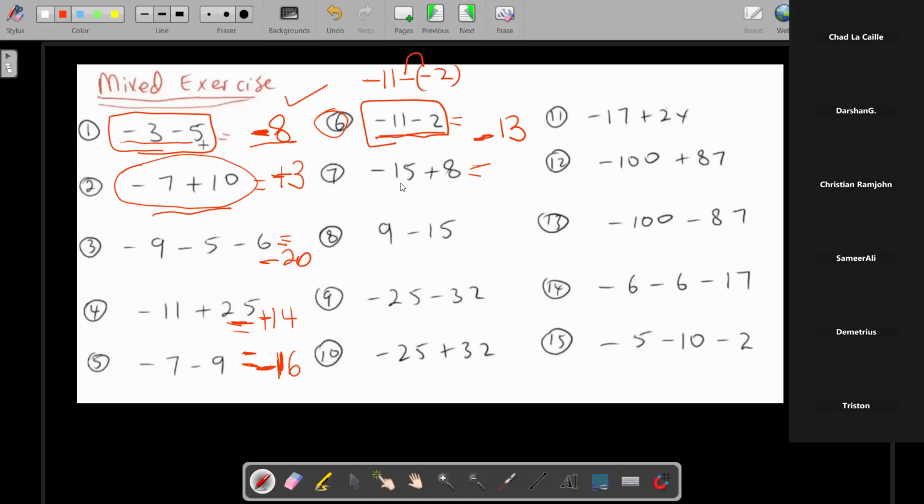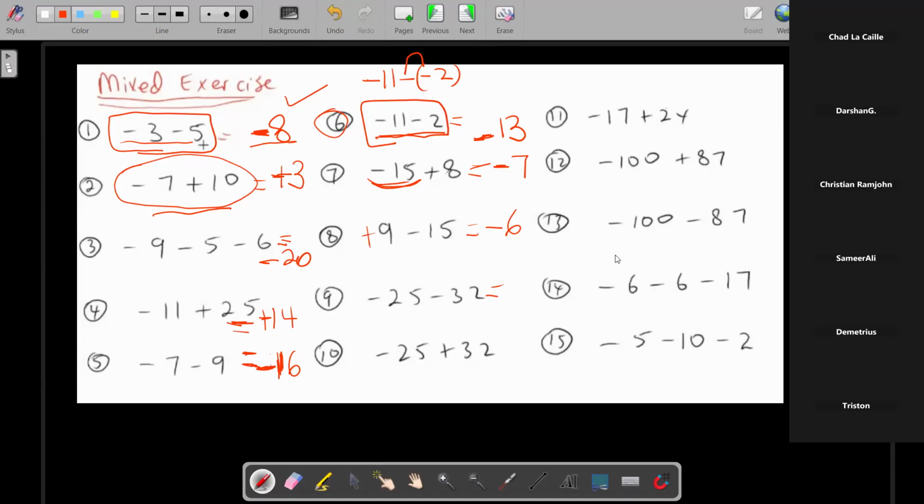-15 plus 8. The negative number is bigger, so the answer will be in negatives. So 15, I need to subtract. 15 minus 9 is 6, so the answer could be -6. After they give me the answer for this one here, right? This one is -7, right? But good work. Both questions, you're using different signs: subtraction, and the sign of the bigger number.